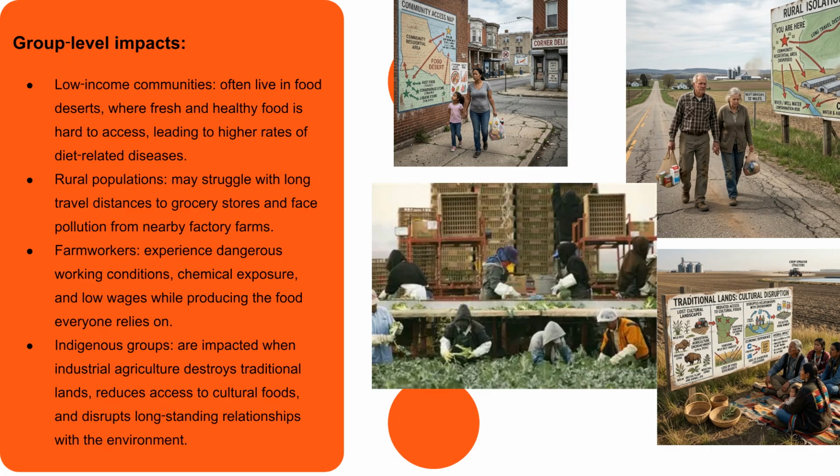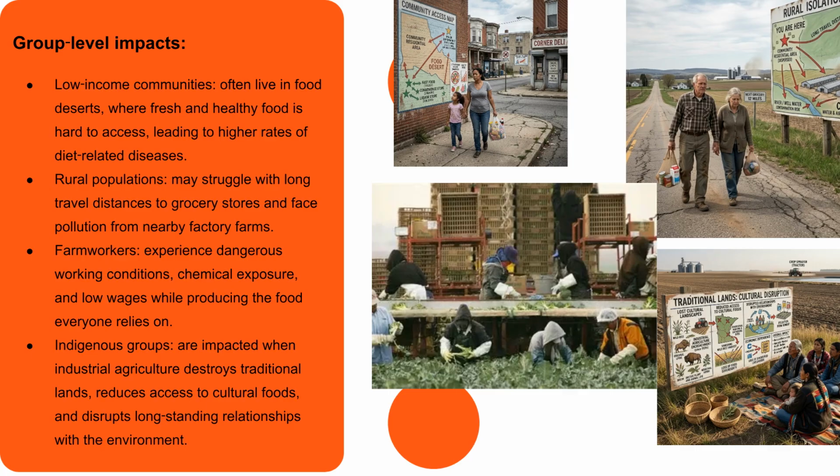As for group-level impacts, different groups experience the food system in very different ways, and these differences reveal how deeply inequality is built into the system. Low-income communities often face food deserts, where fresh and healthy food simply isn't available. Rural populations deal with long travel distances, limited grocery options, and pollution from nearby farms or factories.